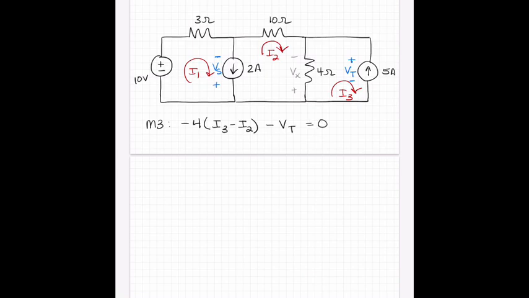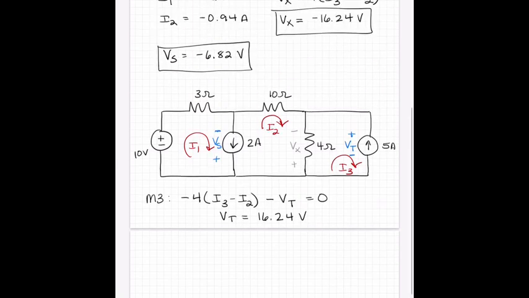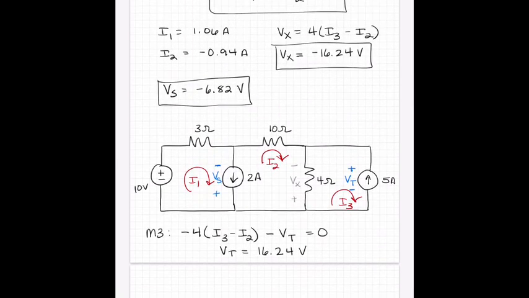I know what I3 and I2 are, so I can solve for VT, and I'll get that VT is equal to 16.24 volts. Okay, notice here that VT and Vx are the same voltage, except I have reversed the polarity. Since I had to solve for Vx as part of the circuit, I didn't actually have to find VT because these two elements are in parallel, right?